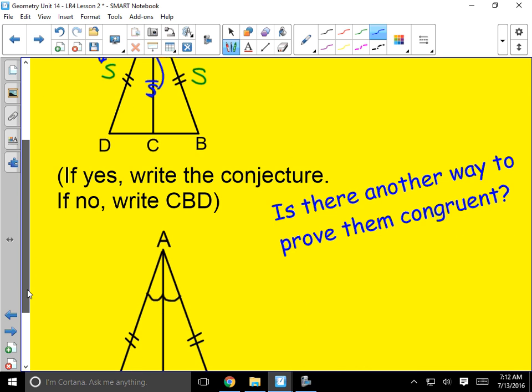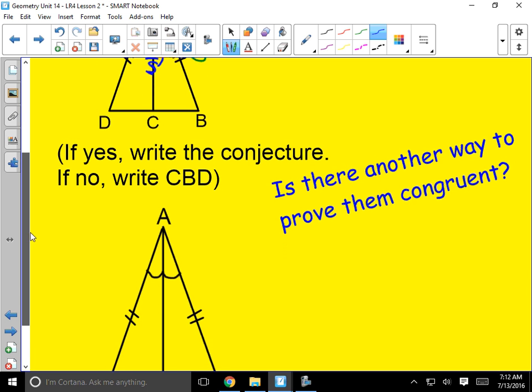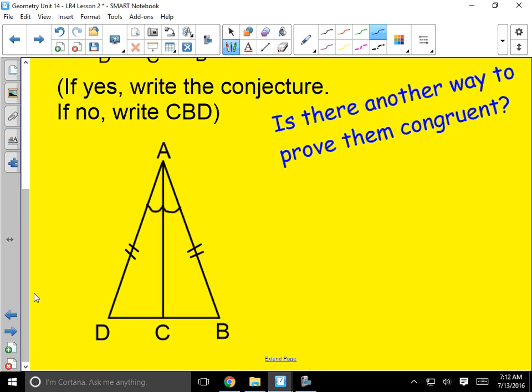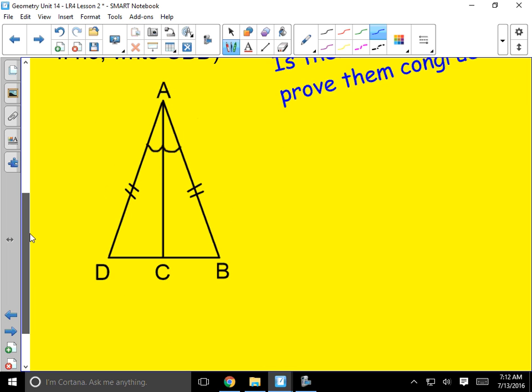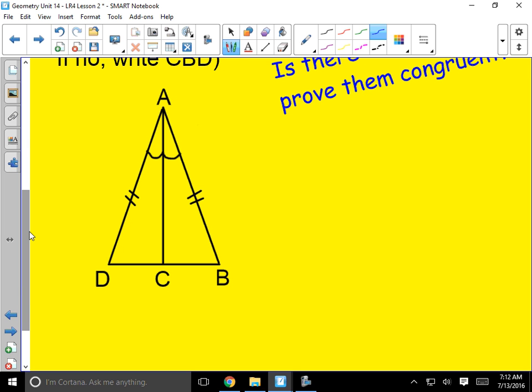Now, is there another way to prove that these are congruent? And there is, if we think back to our similarity. I've got an angle bisector. That's what AC is. AC is an angle bisector. Since AD and AB are the same length, I now know that DC is the same length as CB.